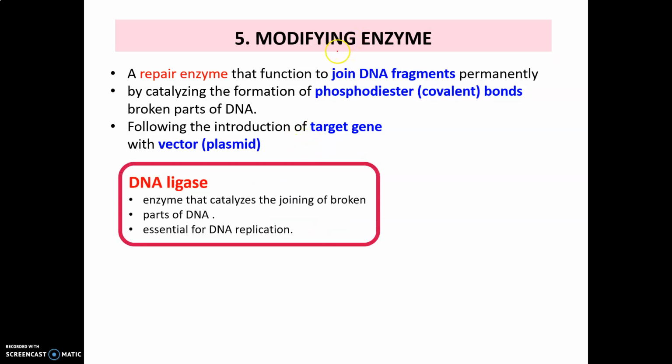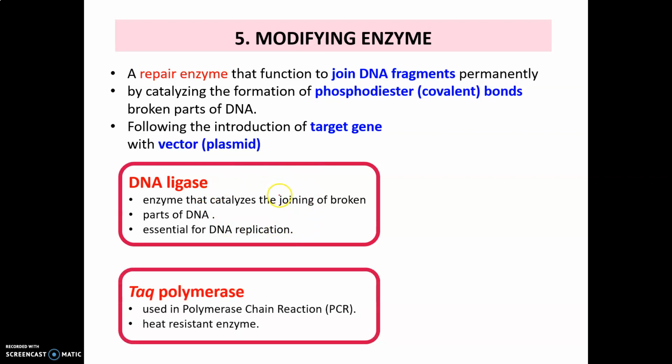Alright, then in the case of joining the DNA fragments, the target gene with the vector, we often use the DNA ligase enzyme that catalyze the joining of broken parts of DNA, and essential for DNA replication ini adalah the DNA ligase. But in term of genetic engineering, we use it to form the recombinant plasmid. Kita juga ada another modifying enzyme that we use in PCR. Kalau awak buat swab test kan, basically dia nak amplify DNA, dan dia menggunakan this enzyme yang kita panggil Taq polymerase, okay, daripada satu bakteria yang tahan panas, dan dia adalah heat resistant enzyme. So you merit on your own lah, but ada dua jenis modifying enzyme that we use adalah DNA ligase, and dalam PCR reaction, okay, kita menggunakan Taq polymerase.